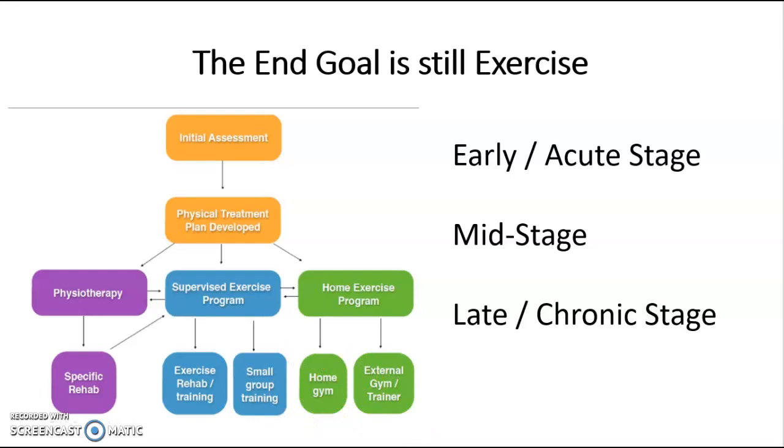And we've got 3 stages of rehabilitation: the early stages or the acute stages, mid-stage or subacute, and then the late stage, which is the chronic stage. So it's important to recognize that the SPOT principles will change according to where they are in the rehabilitation continuum.